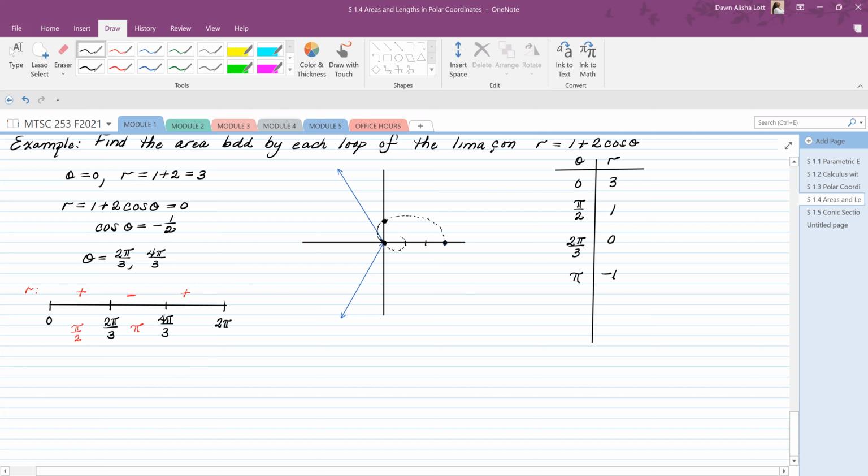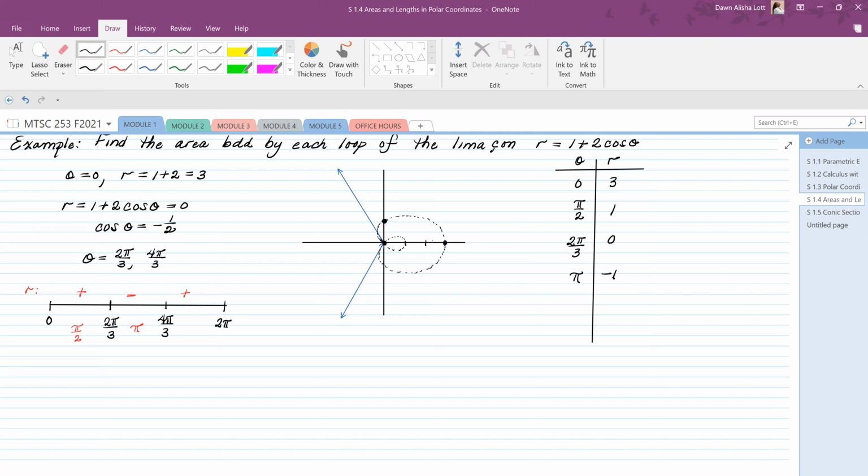And the way it keeps going is it goes like this, and then this comes back out here, and then this comes back around, and it goes back around like that. So that's what this limacon looks like. All right, so it says, what's the area bounded by each loop of the limacon?